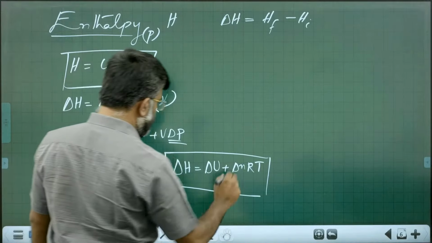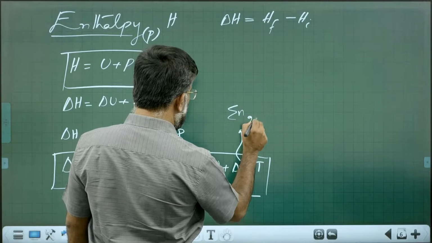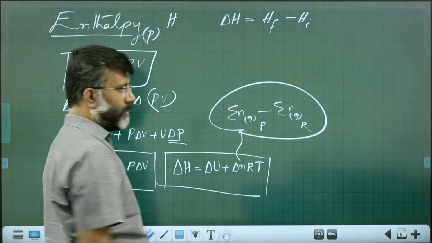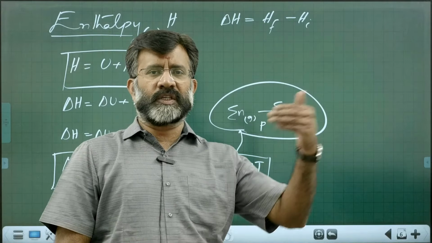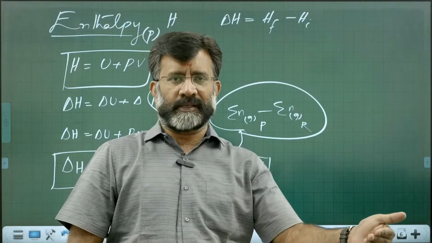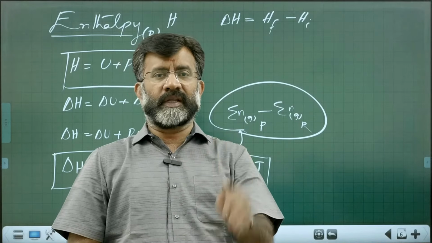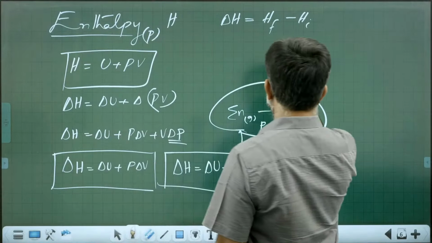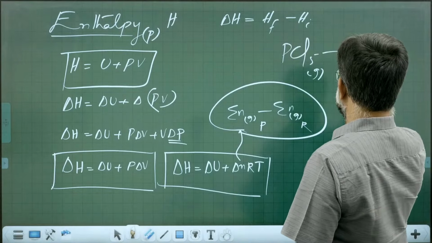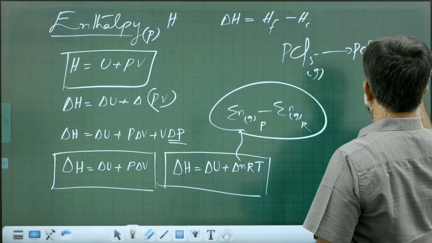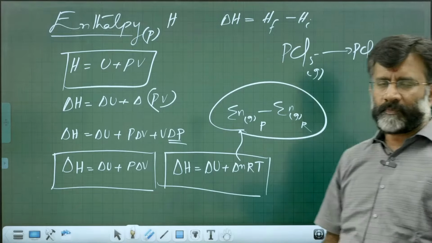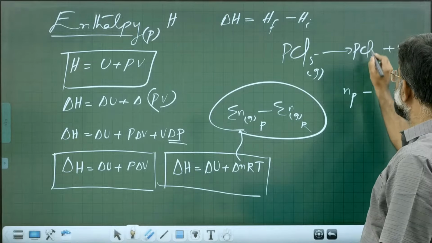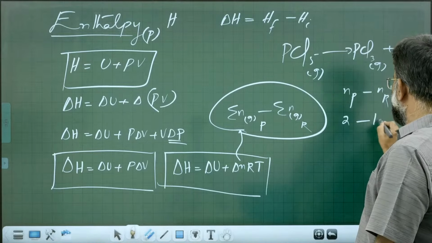What is delta n? It is the sum of n gaseous products minus the sum of n gaseous reactants. It is the difference between the total number of moles of gaseous products minus the total number of moles of gaseous reactants. Remember, only gases need to be considered. For example, if you take the reaction PCl5 gas giving PCl3 gas and Cl2 gas, what is delta n? Delta n will be n products minus n reactants. What is n products? 1 plus 1, 2 moles. n reactant, 1 mole. You get 1.